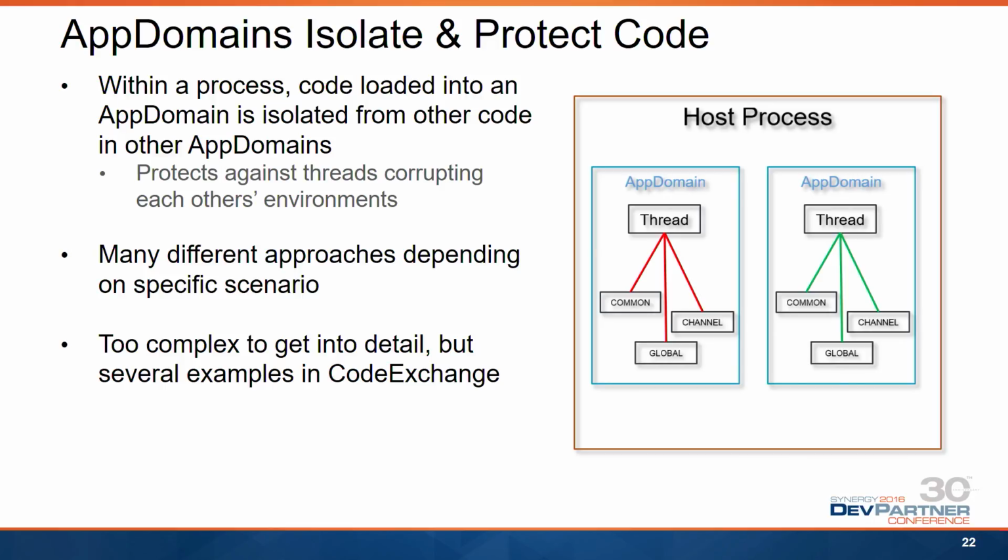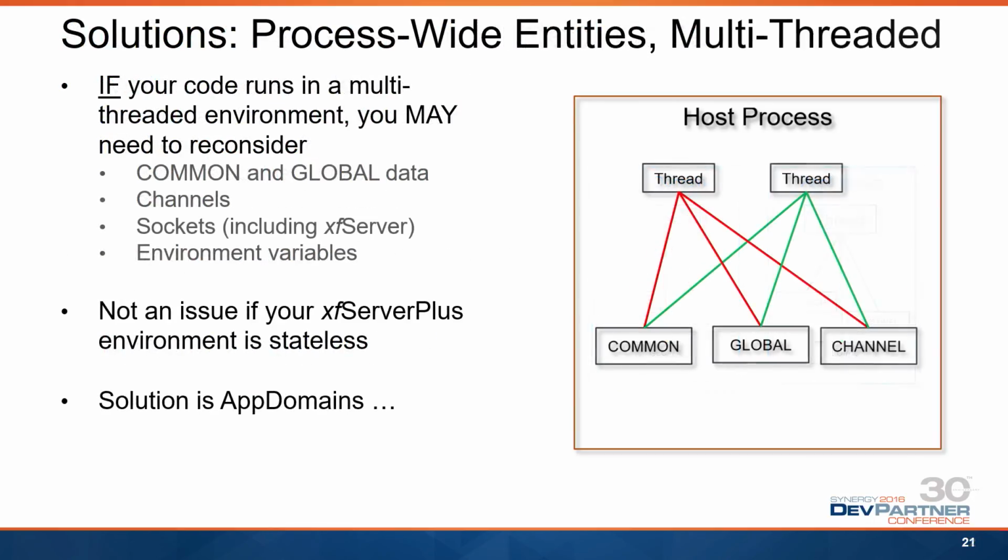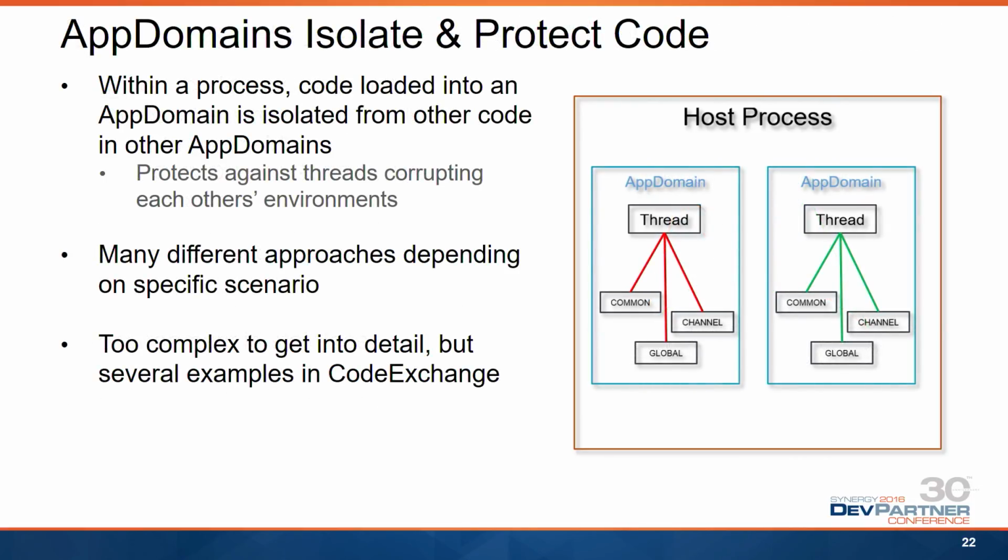So that was an example of a before and after kind of thing. This slide shows multiple threads all going at the same set of commons, basically, and globals and channels. And the solution here is to separate these threads into their own app domains. Now they have their own common space and their own channels and their own global data per thread.